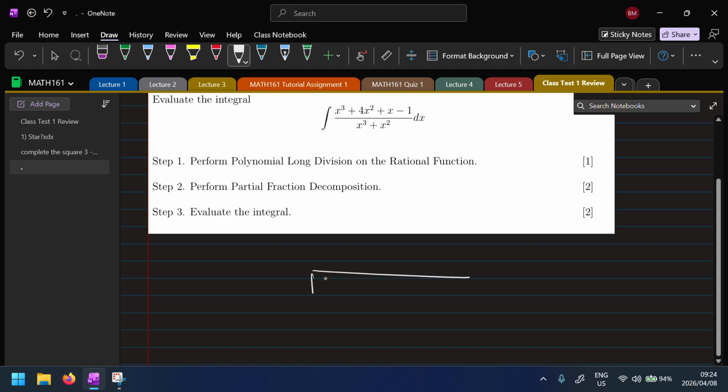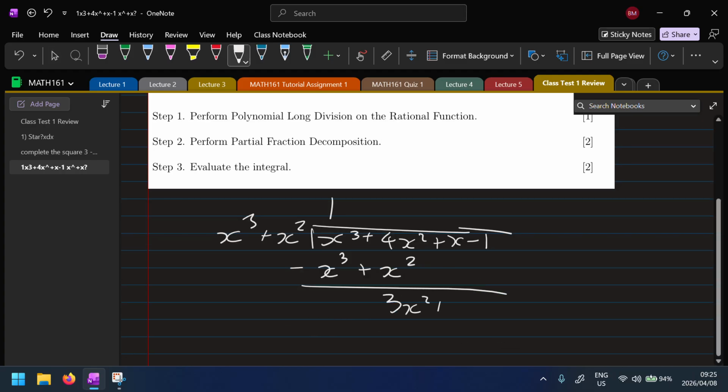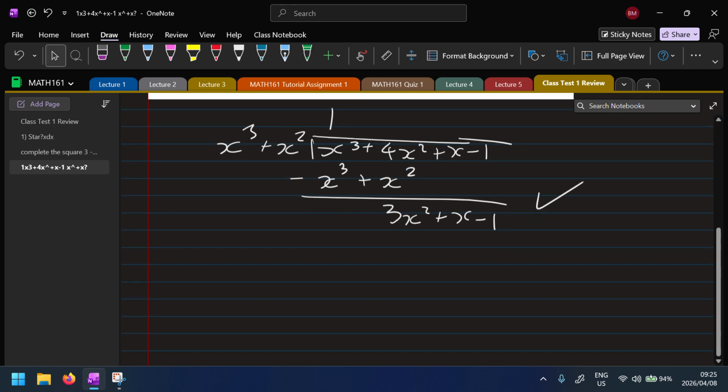So long division. So we have the top part here, and we're dividing by x cubed plus x squared. So x cubed goes into x cubed once. So we just get a 1. So this will be x cubed plus x squared. Then we subtract them. So we get 3x squared plus x minus 1. 1 mark for that. I think that was the easiest mark out of the test. Okay, so step 1 done. We've got that. Step 2, we need to split it up and then solve for the a, b, and c. So let's do that.